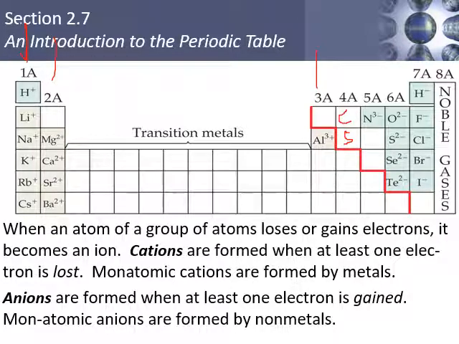Nitrogen in the fifth column has 5 valence electrons, so it's easier for it to just take 3 more than to lose 5. So if it takes 3 more, it will have 3 extra electrons, so it has a 3 minus charge. Oxygen, it's easier for it to gain 2 than to lose 6. If it does gain 2, it will have a 2 minus charge. Fluorine and everything else in the 7th column here.